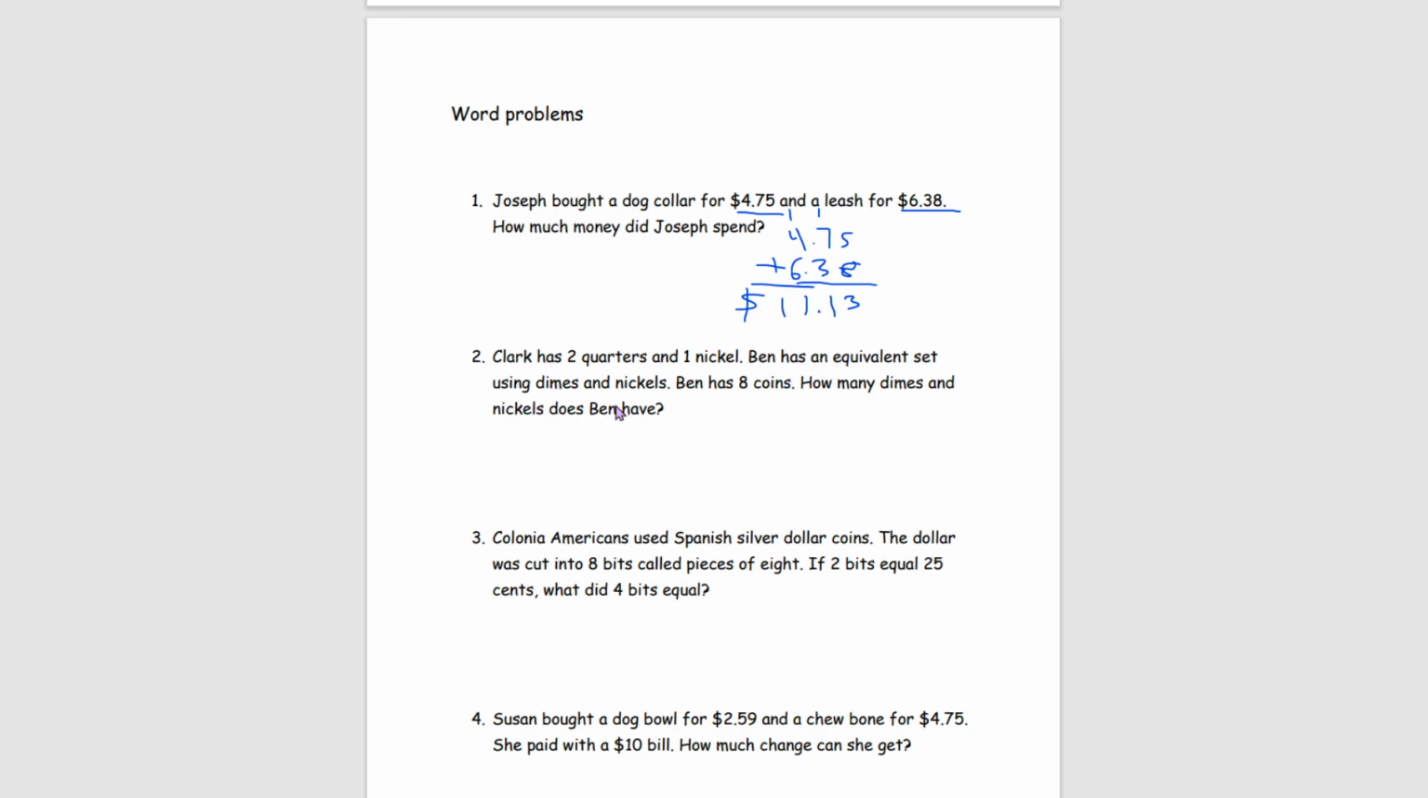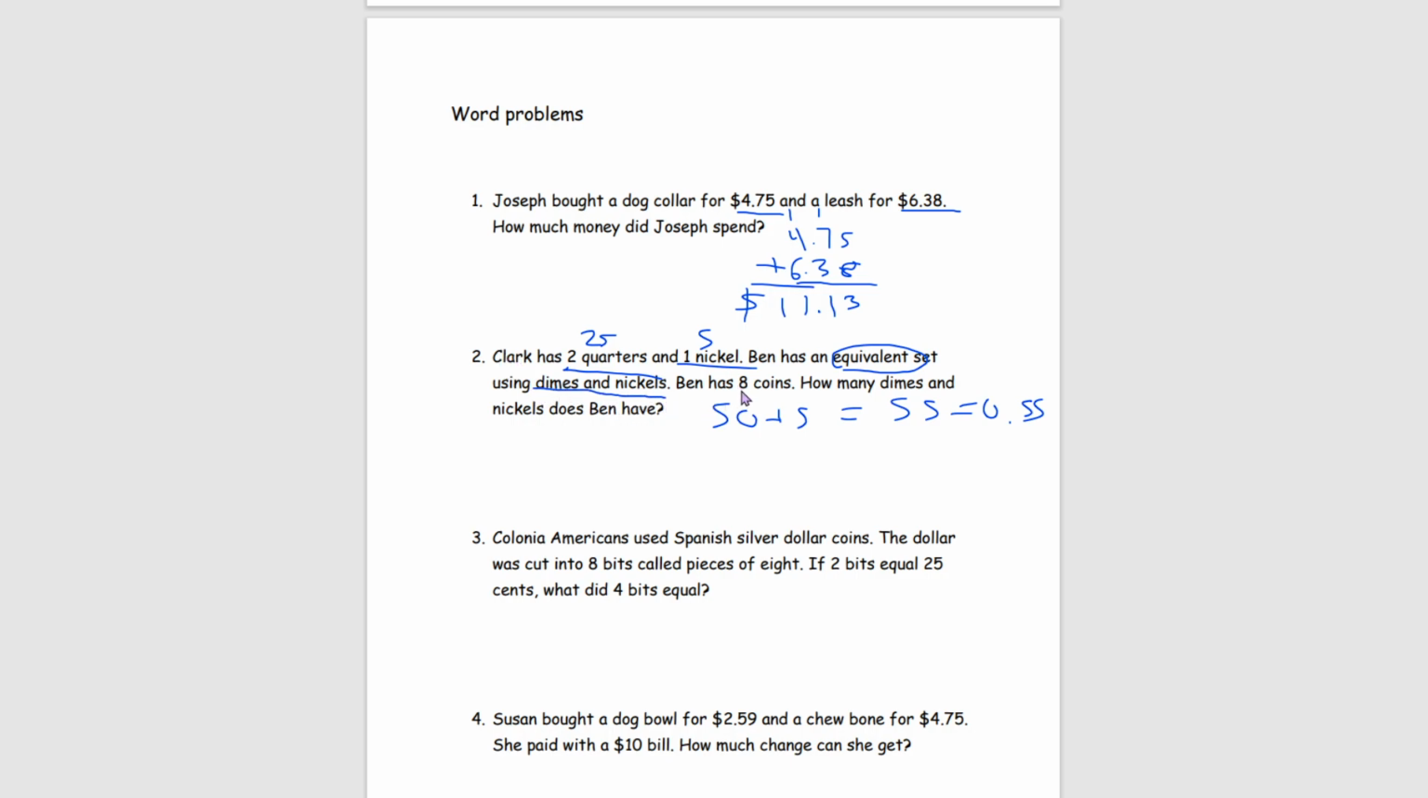And lastly, Clark has 2 quarters and 1 nickel. Ben has an equivalent set using dimes and nickels. Ben has 8 coins. How many dimes and nickels does Ben have? So let's first find out how much money Clark has in total in the first place. So we know he has 2 quarters, which are 25 each, and 1 nickel, which is 5 each. So 25 times 2, we get 50, plus 5 is equal to 55, or $0.55.